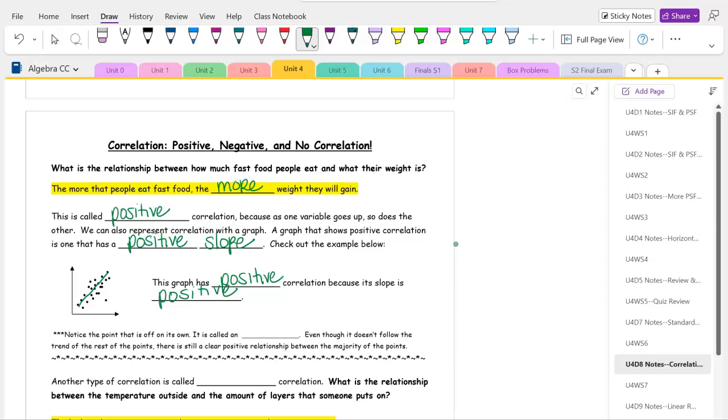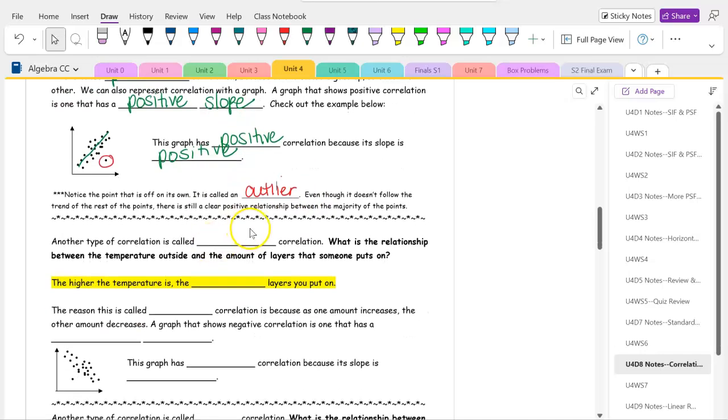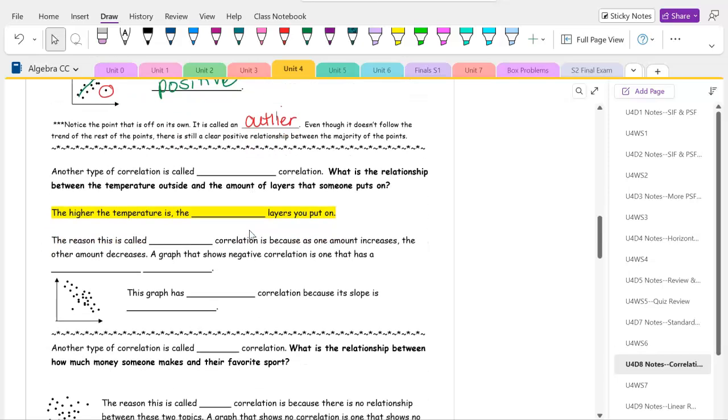All right, now I want you to notice there's kind of a point off on its own here. This is called an outlier. Even though it doesn't follow the trend of the rest of the points, there's still a clear positive relationship between the majority of the points. So in this situation, maybe you know someone who eats fast food all the time and just stays super skinny and doesn't gain any weight. That person would be an outlier because their experience does not follow the trend of the majority of people's experiences.